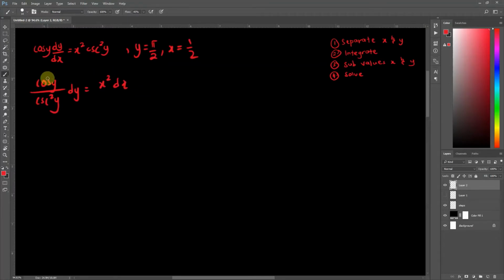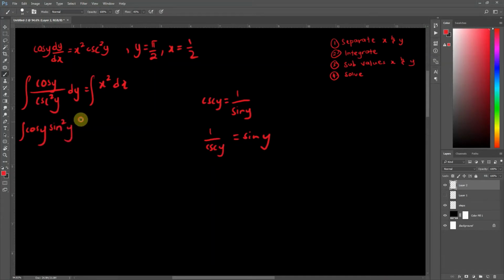Next part is we integrate. Now we can simplify this part. We have cos y over cosecant squared y. What is cosecant y? It is 1 over sine y. So 1 over cosecant y is equal to sine y. And there's a square here, so this is going to be cos y sine squared y dy equals x squared dx. Okay, now that we have that, next we integrate.